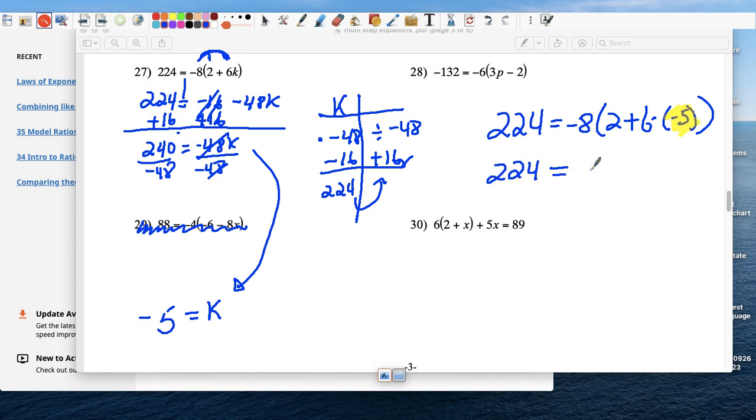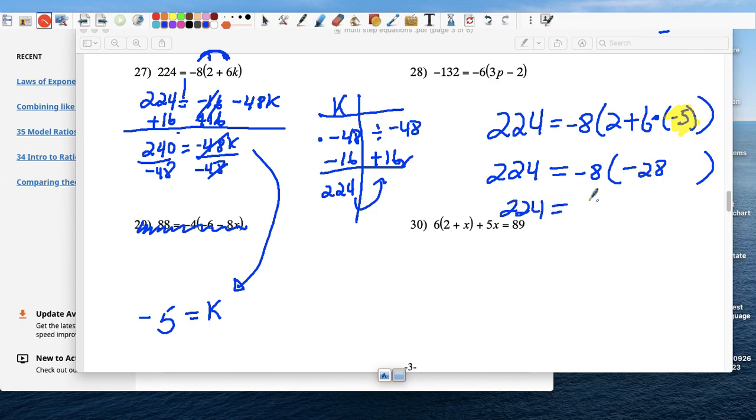So 224 on this side, let's do negative 8, let's leave that alone, and let's take care inside the parentheses. Inside the parentheses I have to do multiplication first. 6 times negative 5 is negative 30, right? So that's going to give me negative 30. Sorry, negative 30 plus 2 is going to give me negative 28. I apologize. So 6 times negative 5 is negative 30. Negative 30 plus 2 is negative 28. Now I'm good.